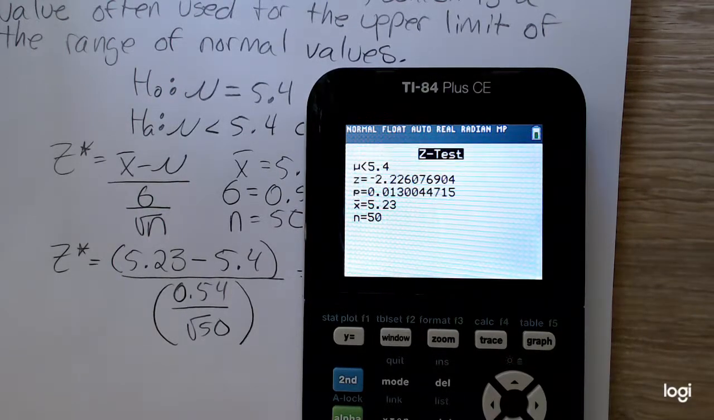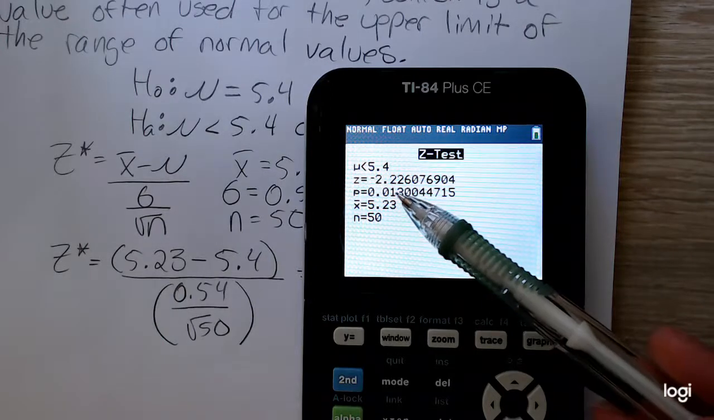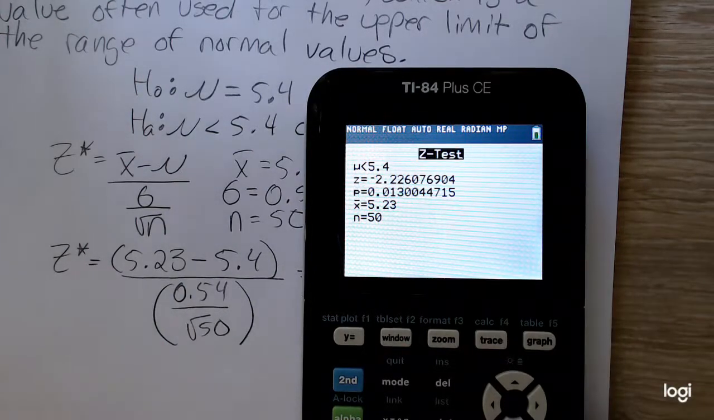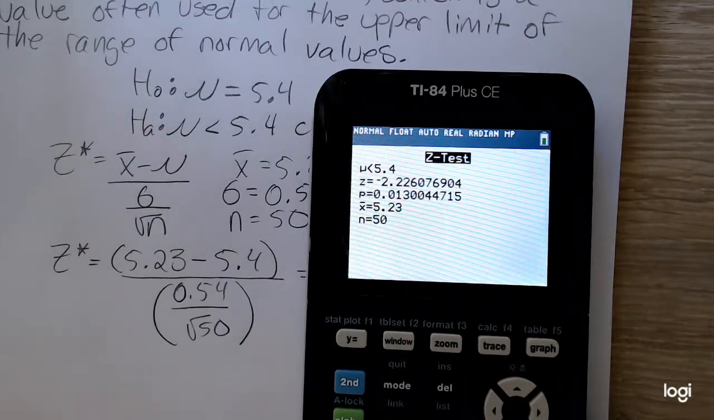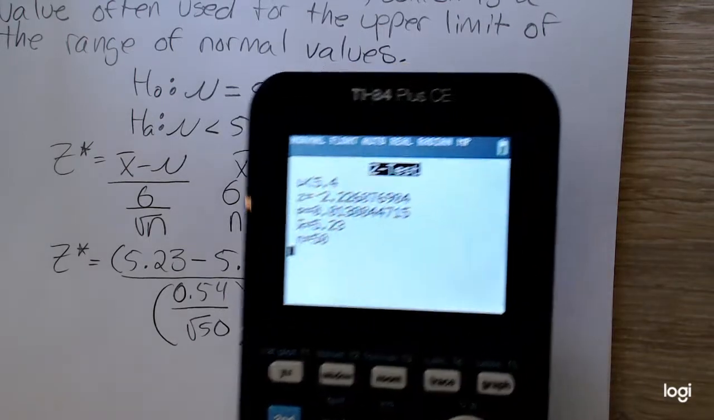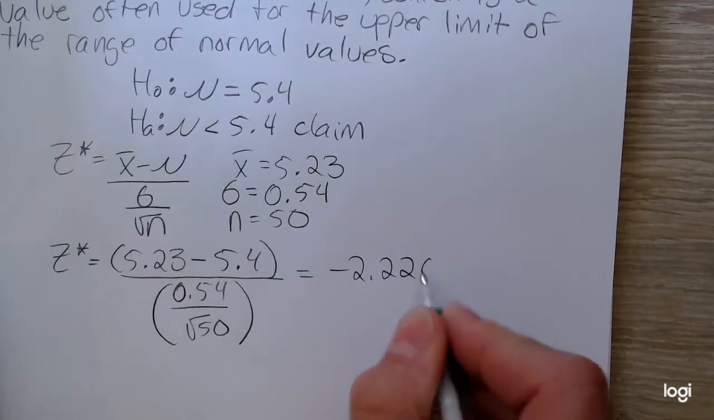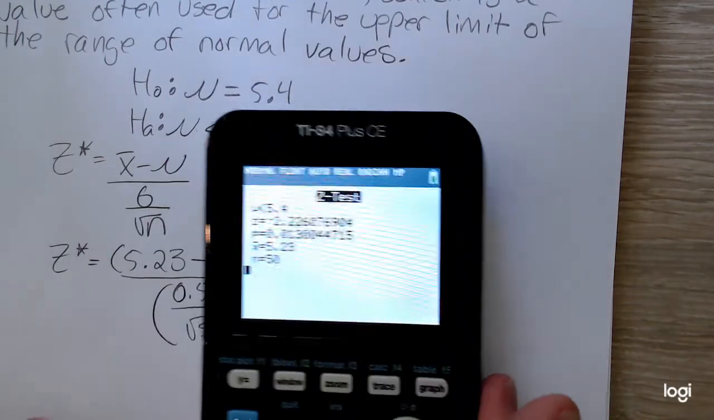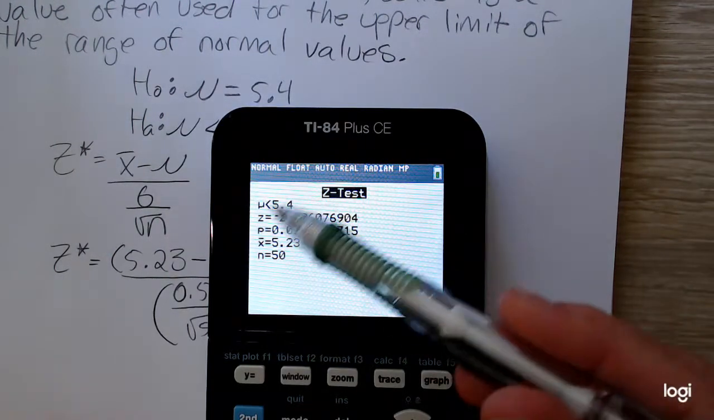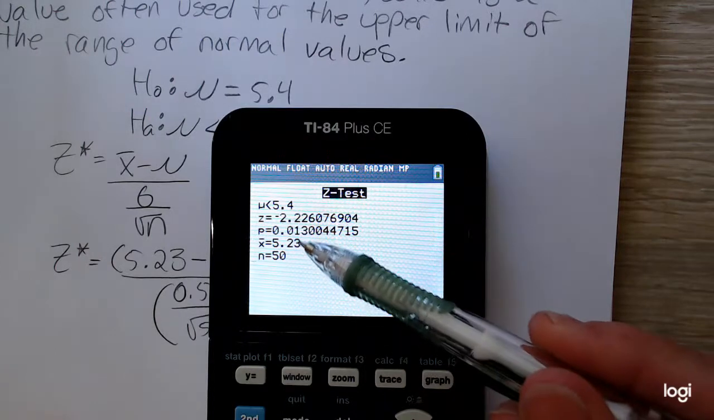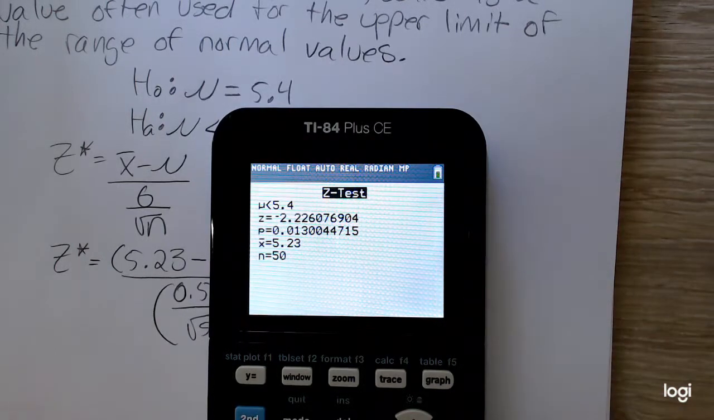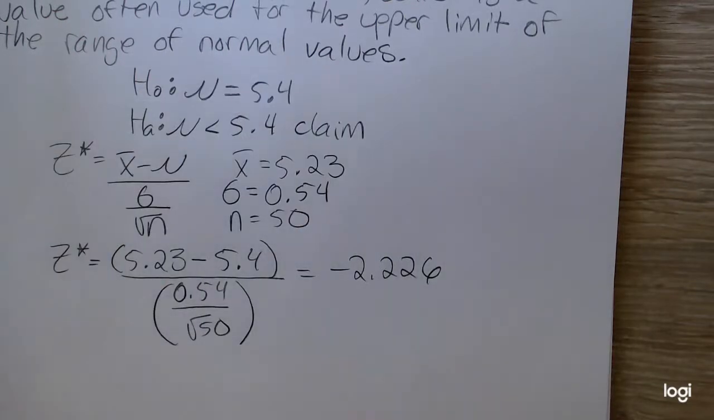and calculate. The standardized test statistic rounded to 3 decimal places is negative 2.226. And the screen also outputs the corresponding p-value. So for this problem, the p-value is 0.013.